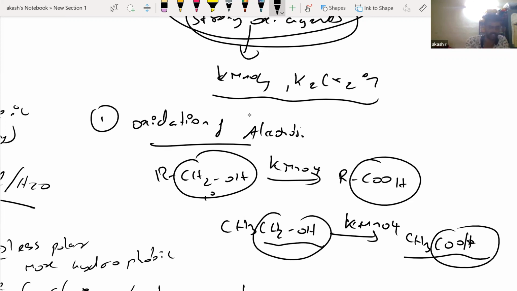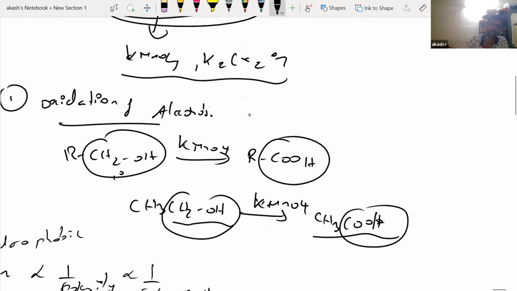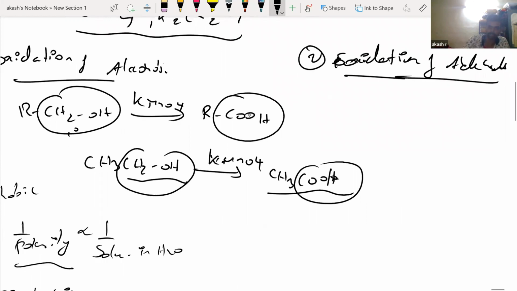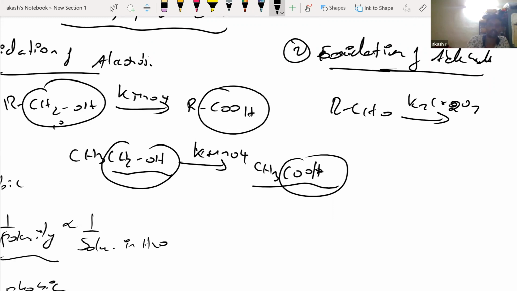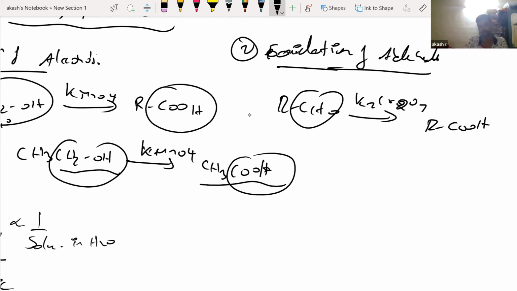Next, the same thing you can do with aldehydes, by oxidation of aldehydes. Again, you use the same kind of oxidizing agent, say K2Cr2O7 in this case. You convert that CHO into COOH. If we take a proper example, let me take benzaldehyde. I'm putting a circle for the benzene ring. So that is benzaldehyde.